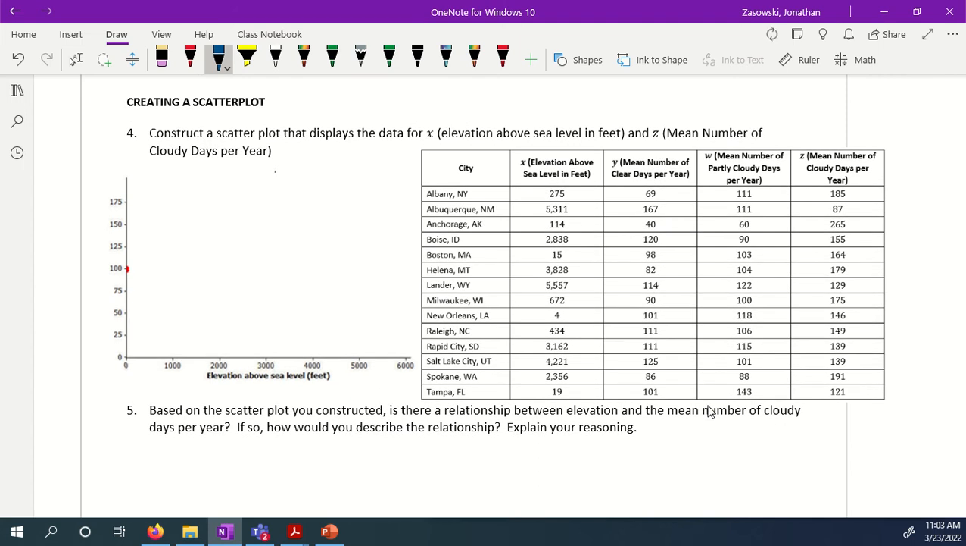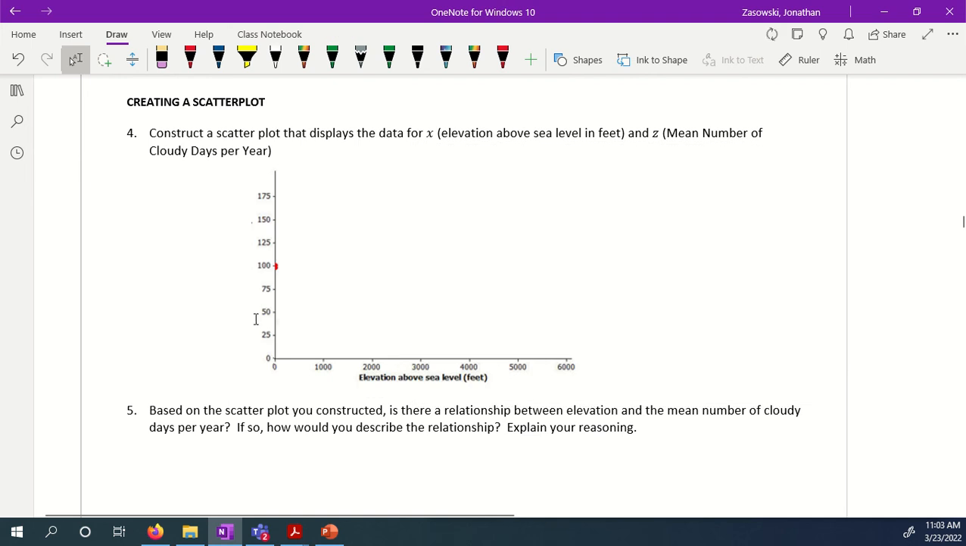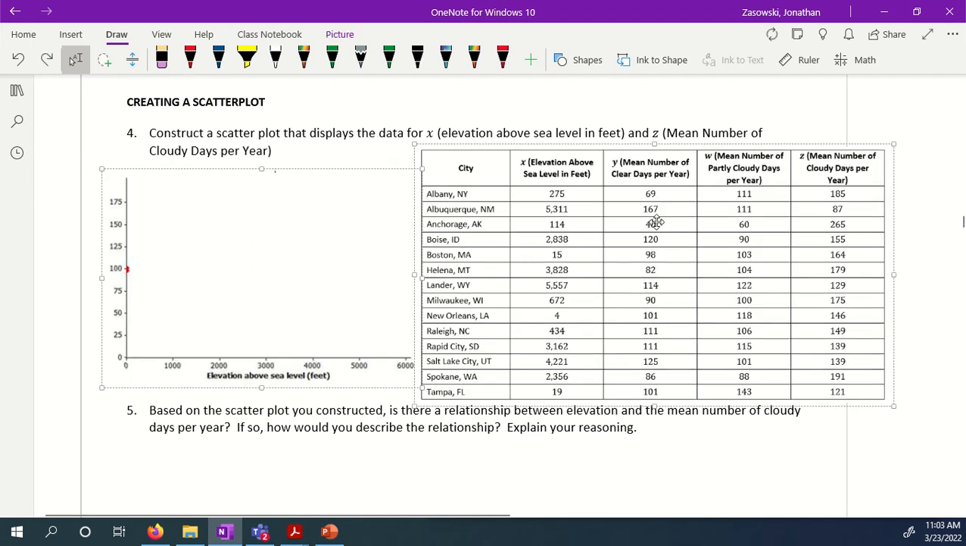All right. Number 4, we are going to construct a scatter plot this time, and it's sort of already done for us, okay? And this is on your paper. I just brought the chart down here. Normally on your paper, it should look like this, where you have the scatter plot right here. I just moved it over and brought the chart down so we can see it a little bit easier. All right.